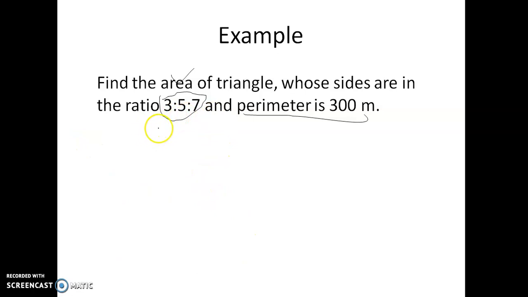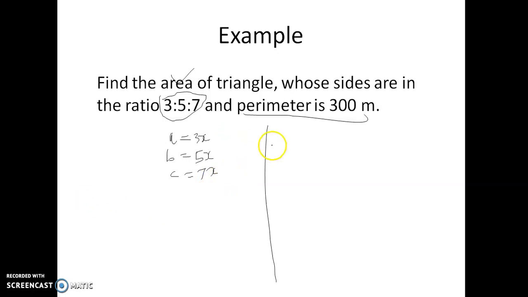Here the ratio is given, so how can we take the unknown value? We already know that when a ratio is given, we can multiply the ratio by a variable. So let A equal to 3x, because the ratio is 3:5:7, that's why the first side I took as 3x, and next B equal to 5x and C equal to 7x. These are the three sides.